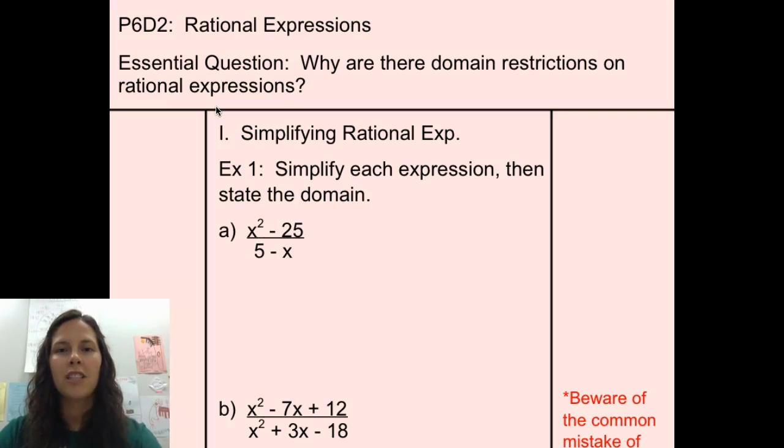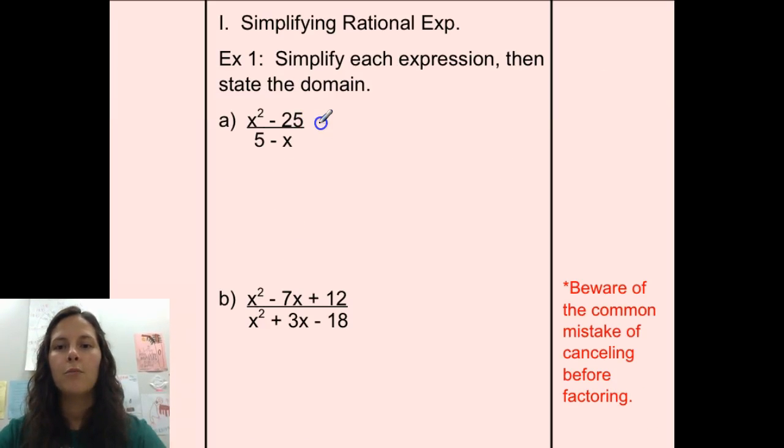Our essential question links back to what I was just talking about, focusing on the domain for this lesson. So let's take a look at simplifying our first example, and then we'll talk about our domain restrictions. Hopefully in the numerator you recognize we have a difference of squares, so we're going to factor that into conjugates.